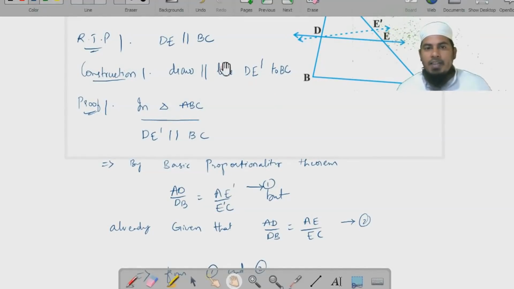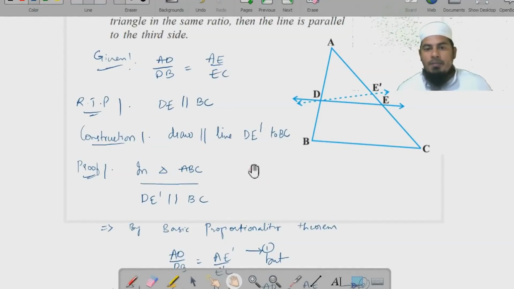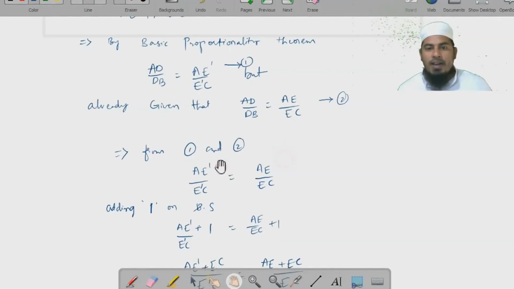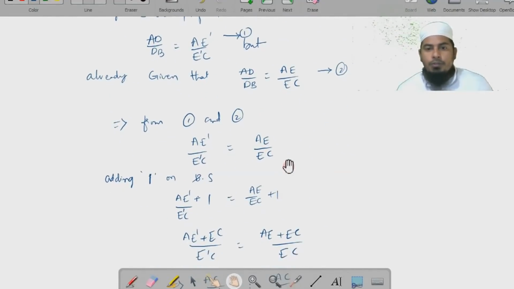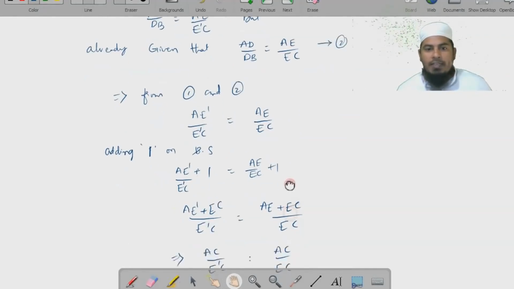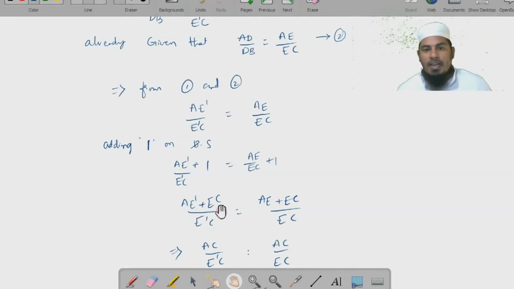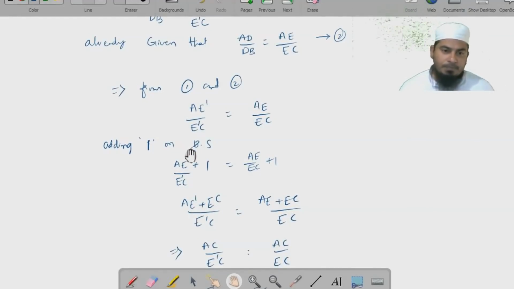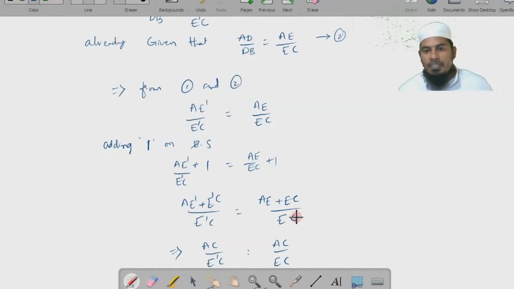But it is already given that AD by DB is equal to AE by AC. From these two statements we can write they both are equal. In order to show that E dash and E are both the same points, adding one on both sides, that will bring AE dash plus E dash C by E dash C is equal to AE plus EC by EC. That is AE dash plus E dash C.